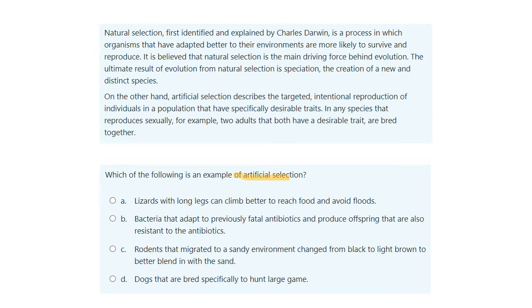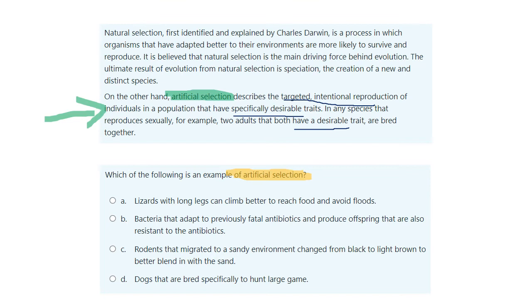Which of the following is an example of artificial selection? Well, what is artificial selection? If we look at the passage, artificial selection is in the second paragraph. So let's start with that paragraph. Artificial selection describes the targeted, intentional reproduction of individuals in a population that has specifically desirable traits. In any species that reproduces sexually, for example, two adults that have a desirable trait are bred together. This often happens with racehorses. If you have a female and a male racehorse that are both very quick, you might want to breed them together to try and get offspring that are also very quick.